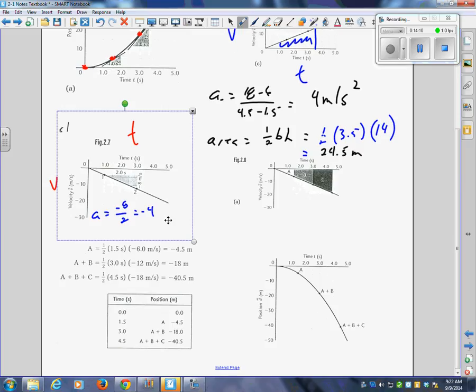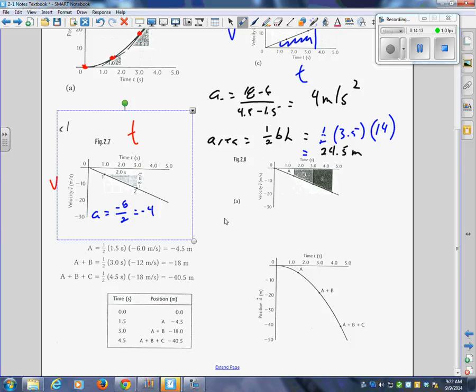What they did was they have taken these three triangles over here that are labeled A, B, and C. Technically A is this one in black. Technically B is all the way from there in blue. And technically C is all the way to there. Does that make sense to you? Okay, so they found the area of triangle A, 1/2 times 1.5 seconds times -6, and they got an area of -4.5 meters.